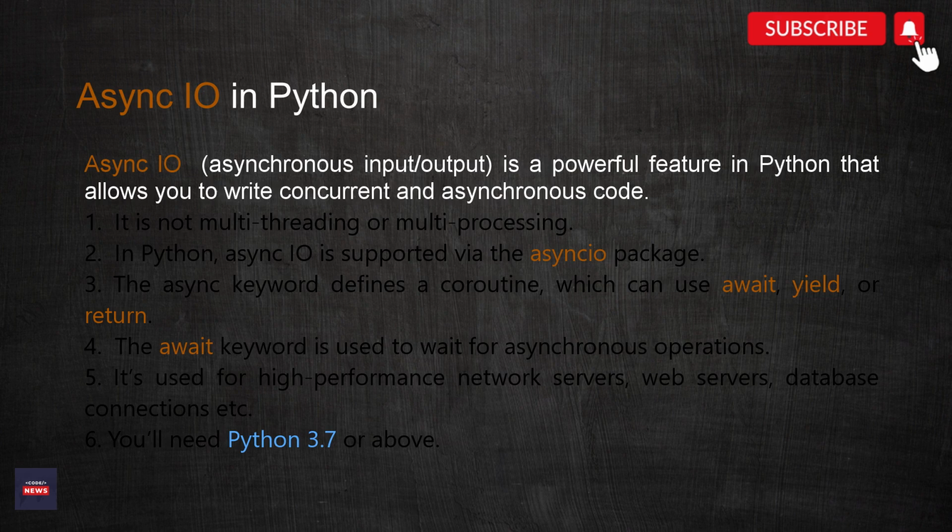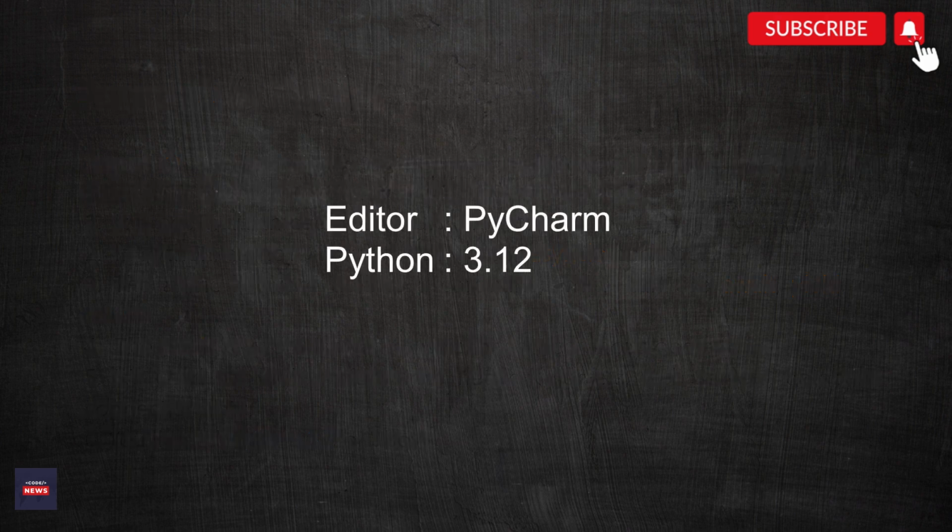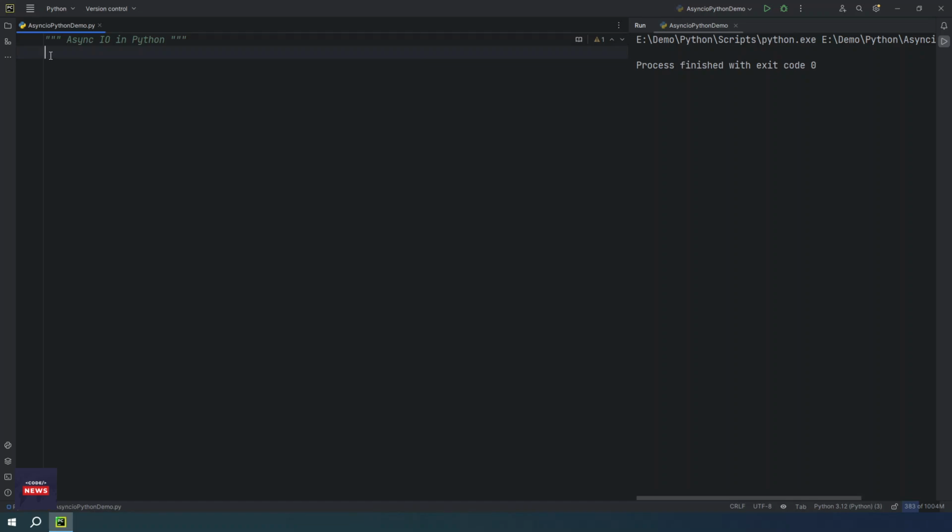Now let's get started with our tutorial. I am using the editor PyCharm and Python version 3.12 is installed on my computer. In order to start with the asyncio package, you have to install it on your computer first. To do that, you have to open your terminal. First, you have to check whether asyncio is installed on your computer or not.